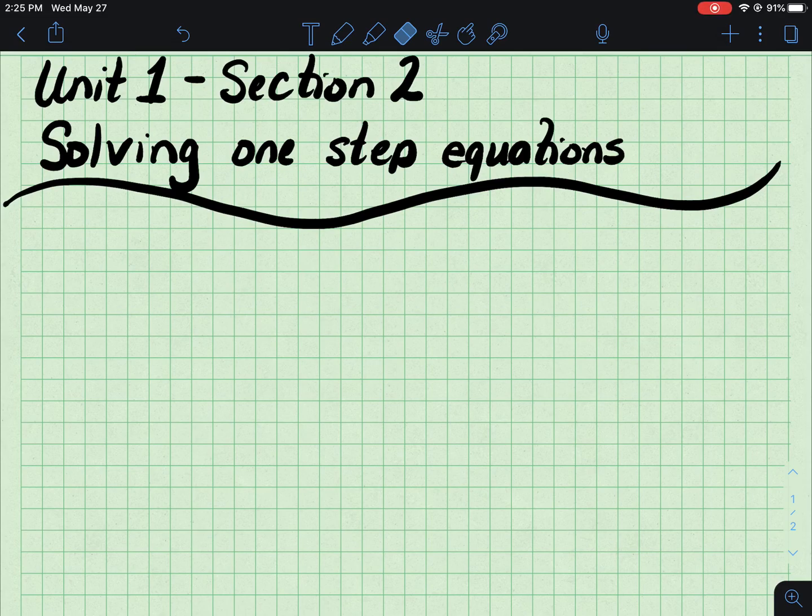Hi guys, we're going to move on to Unit 1, Section 2, Solving One-Step Equations. I'm going to go through some examples with you, and I'm actually going to write down what your thinking should be as you solve an equation.